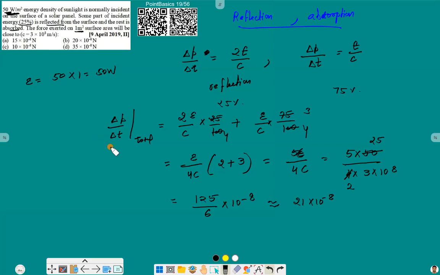And from Newton's second law, we know that force will be equal to delta P by delta T. So this term which we have calculated is equal to force. So basically force is approximately 21 into 10 raised to power minus 8 Newton. And the nearest match here is option B. So option B is the right answer for this one. Let us move ahead.